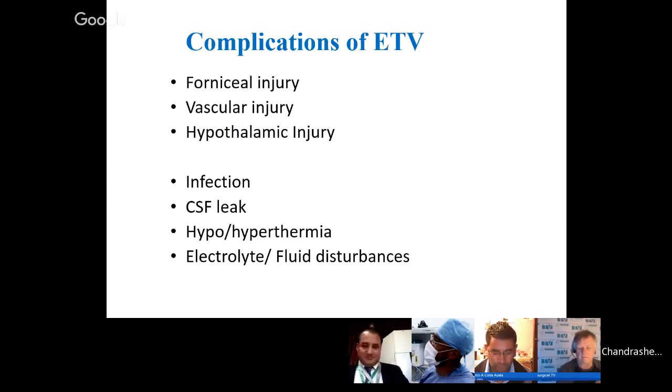Like every procedure, there are complications which are possible during third ventriculostomy. The most worrisome is, of course, the vascular injury, but before that, a fornical injury. If you do not use your scope well, or if you keep it tented for a long time, the foramen of Monro can get distorted with fornical injury.